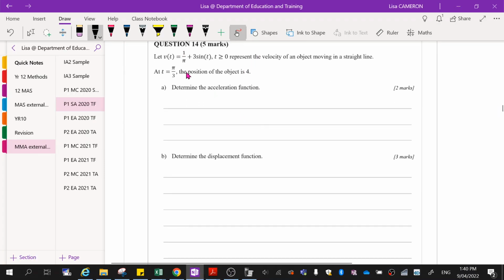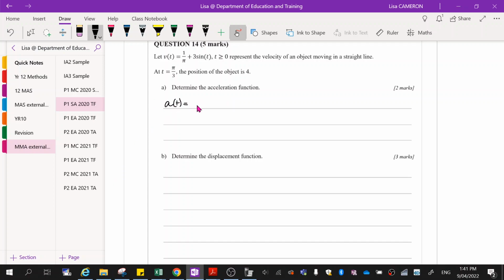Okay, so velocity is given by this. A straight line, at the position t equals pi on 3, the position of the object is at 4. Determine the acceleration function. Okay, so if we want acceleration, all I need to do is derive my velocity function.